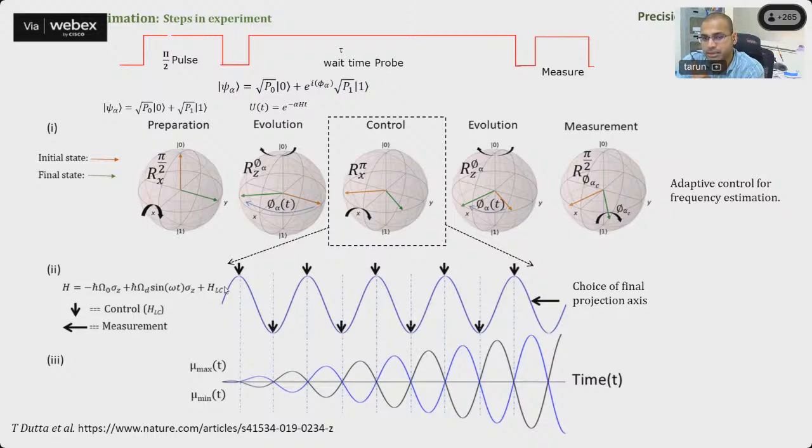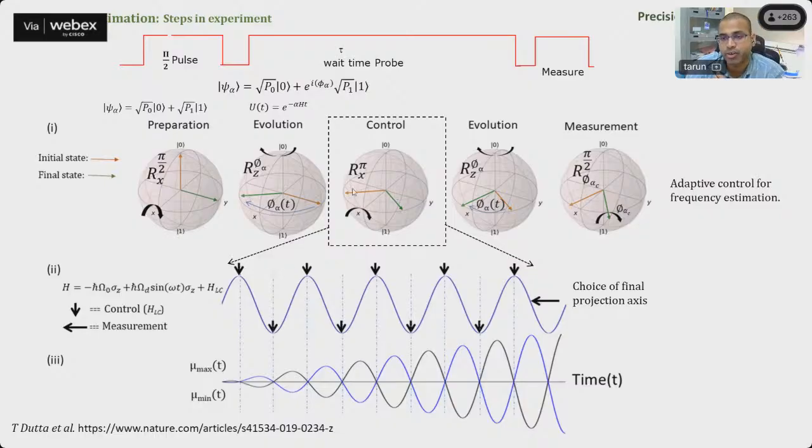This is the picture of the external field which we are applying and where we are applying that extra pi field.